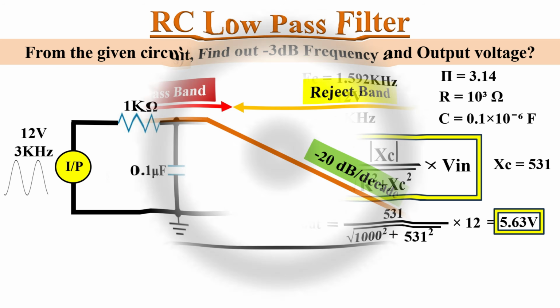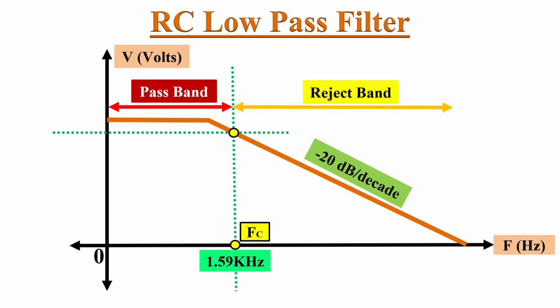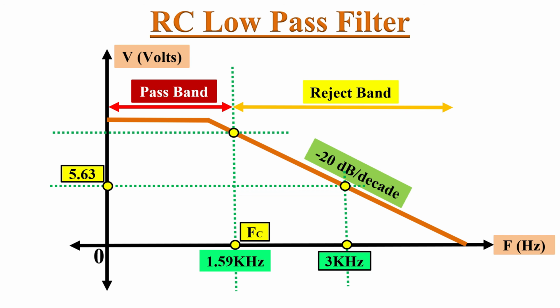If we plot the frequency response of this low pass filter circuit, then it will look like this. Here the cutoff frequency of the low pass filter is 1.592 kHz. The 3 kHz frequency will be around here. So at this frequency, we have found the output value as 5.63 volts.